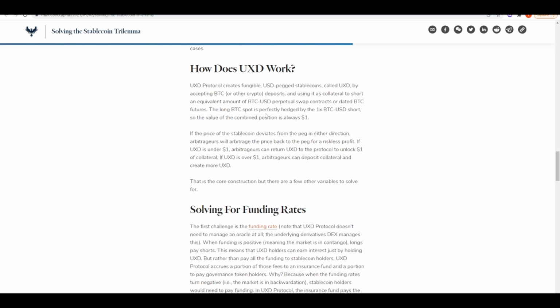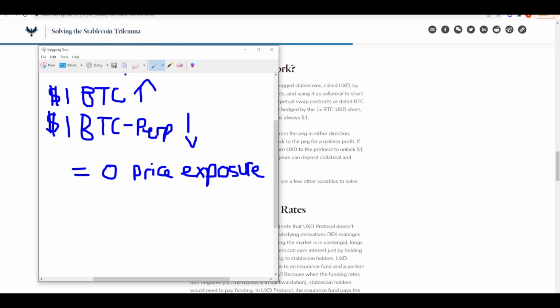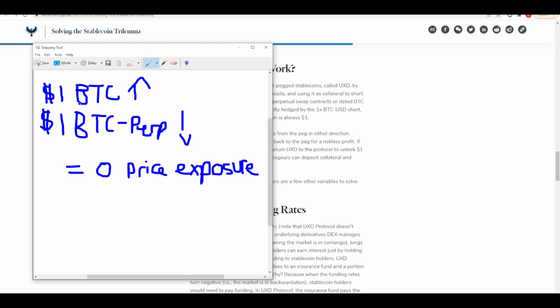The long Bitcoin spot is perfectly hedged by the 1x Bitcoin USD short, so the value of the combined position is always $1. Whilst it does say Bitcoin here, they're starting off with Solana. I think this article was written in September, and it's gone live on Mainnet in January, so a couple of things have changed. But essentially this is how it works. Just know in your mind that this should say SOL.